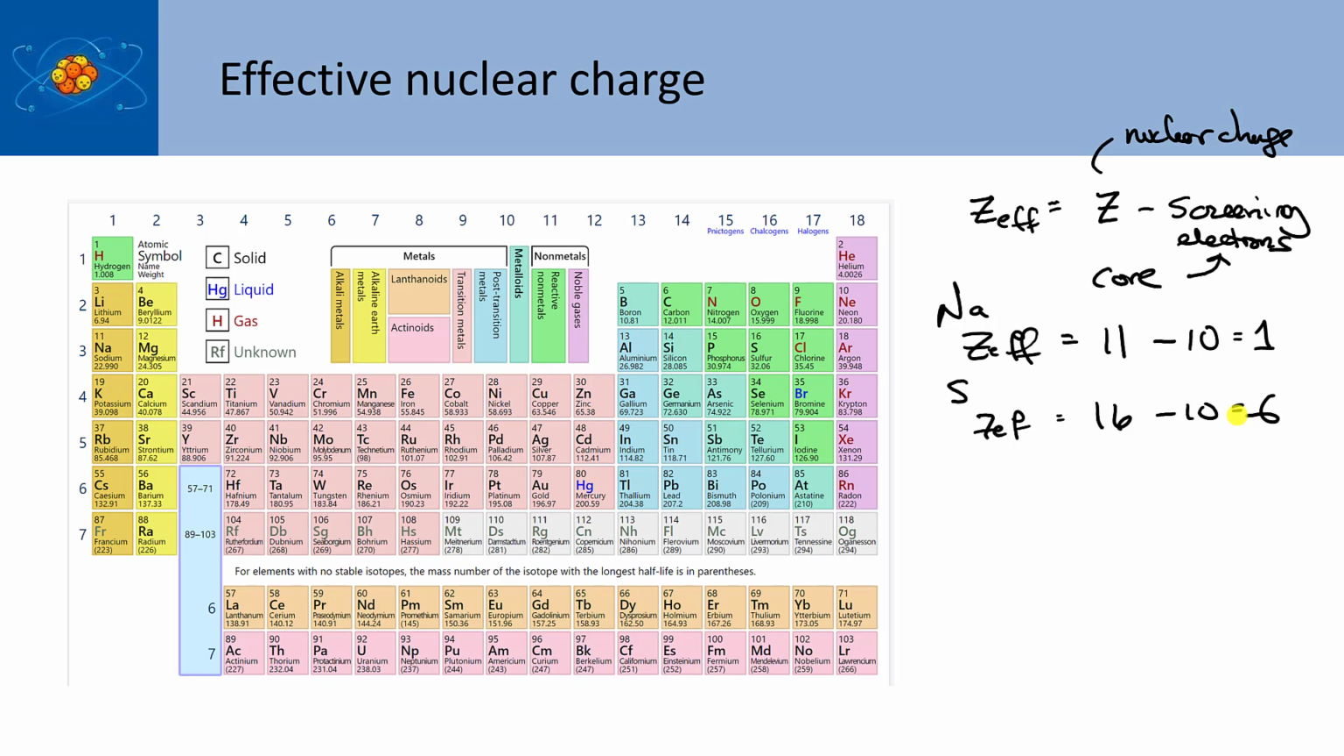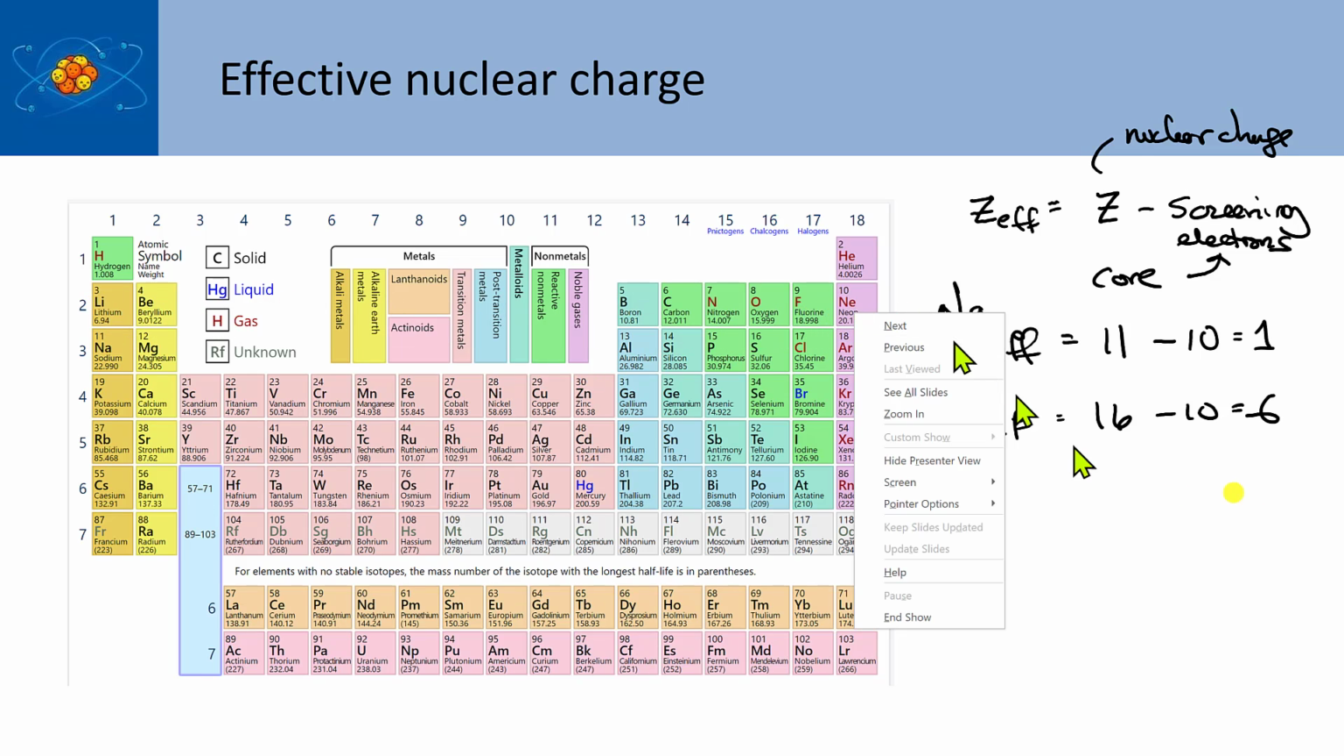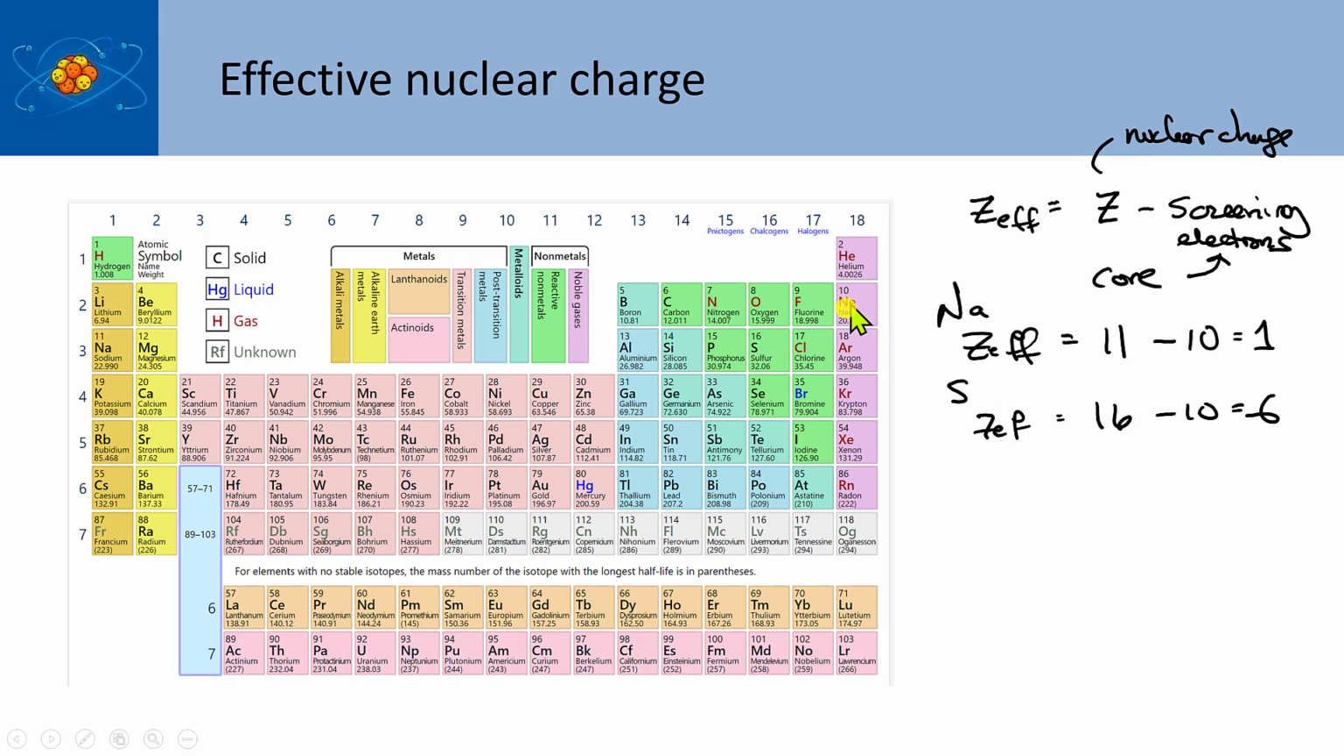Now, what is the importance of effective nuclear charge, right? It's what attracts the electrons to the atom. So what happens as you go across the periodic table, there's a stronger attraction for the electrons to the nucleus of the atom because the electrons are all going in the same energy level, and as a result, they're all seeing the same nucleus minus the ones that are in the screening part of the atom, the core of the atom.